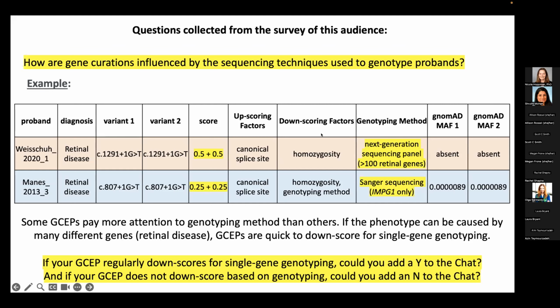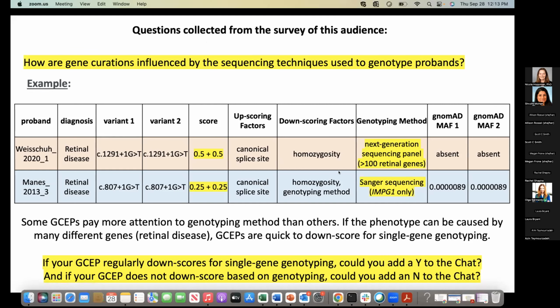Thank you for putting your comments in the chat if possible. It's just a yes or no question. Do you downscore for Sanger-based genotyping, or is that not something that you worry too much about? Thanks.